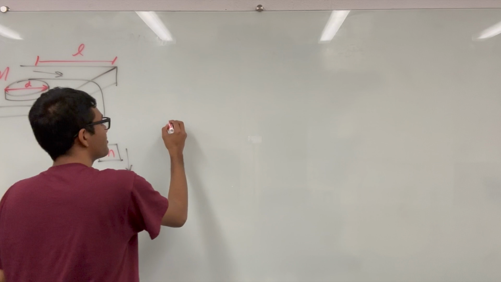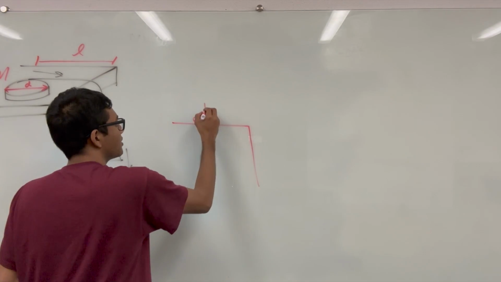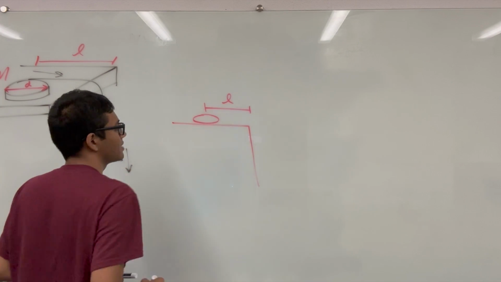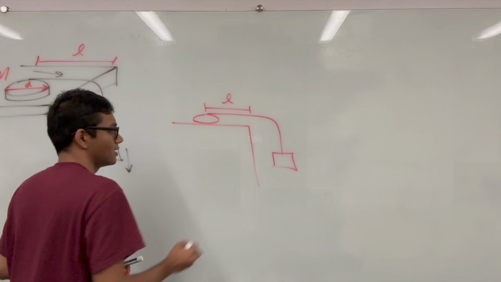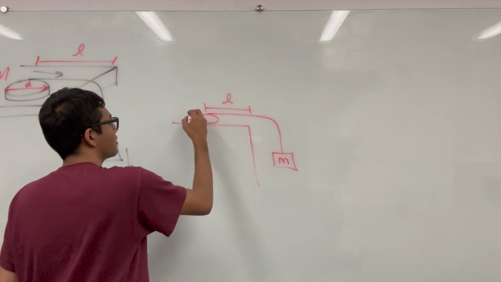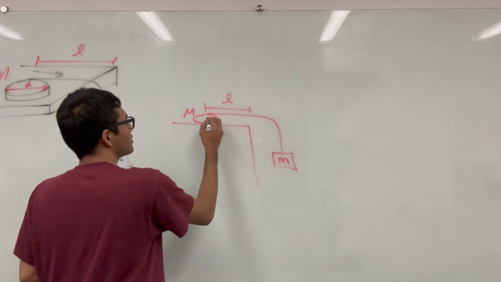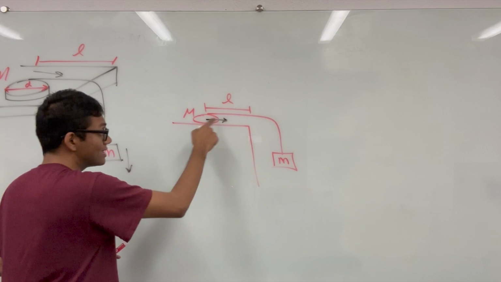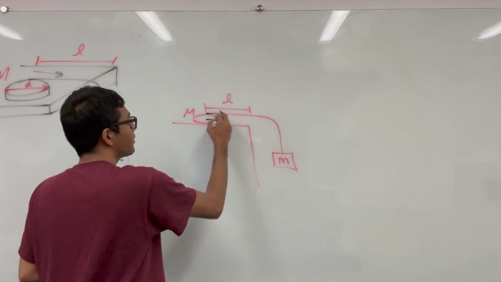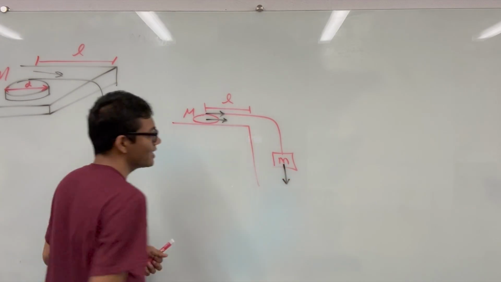Let me frame the problem in another way. So here's my spool of wire. It's a distance L from the edge of the table, and the spool of wire is connected to this weight of mass lowercase m. The spool of wire has a mass capital M, and the spool of wire is going to move to the right. And not only is the spool of wire moving to the right, but the loop of wire is also unfolding, right? And as this is happening, this weight is dropping.